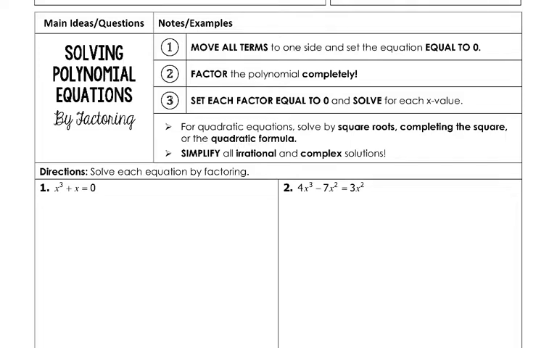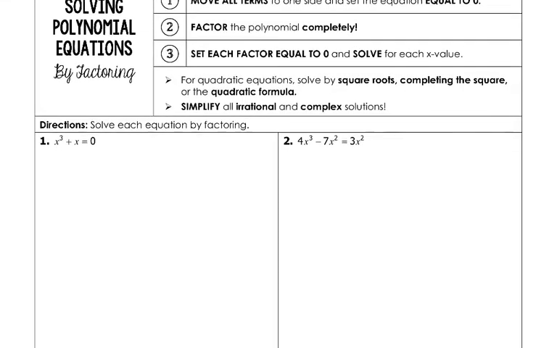Number three, set each factor equal to 0 and solve for each x value, just like we did for our zeros. When we found our zeros, we did the exact same thing, setting each factor equal to 0 to find where the graph crosses through the x-axis or bounces off of it. For number one, move all terms to one side and set the equation equal to 0. This one is already equal to 0, so we don't have to move anything. Now factor the polynomial completely.